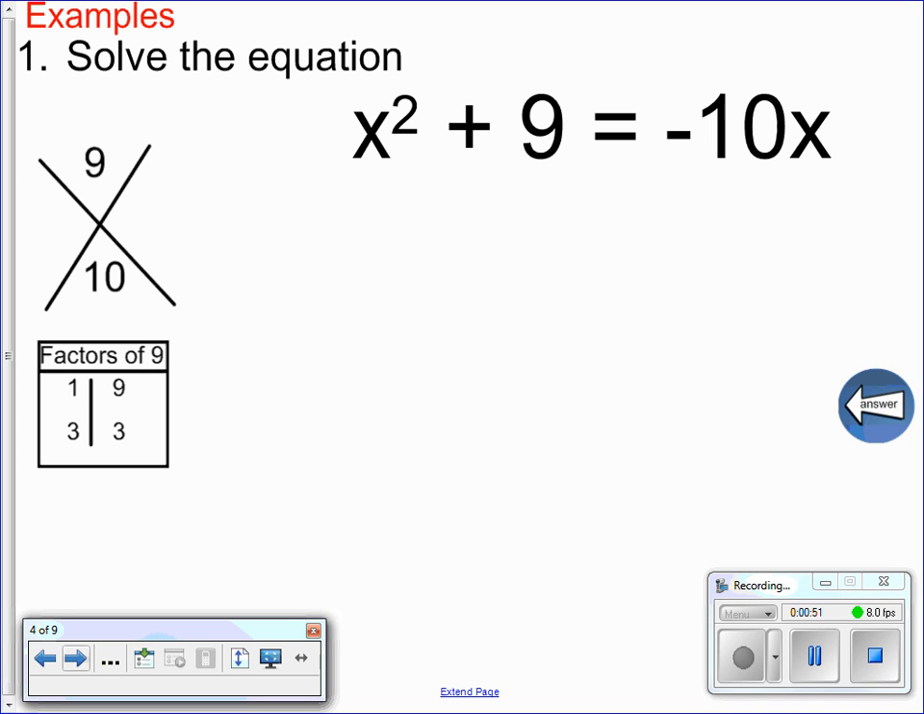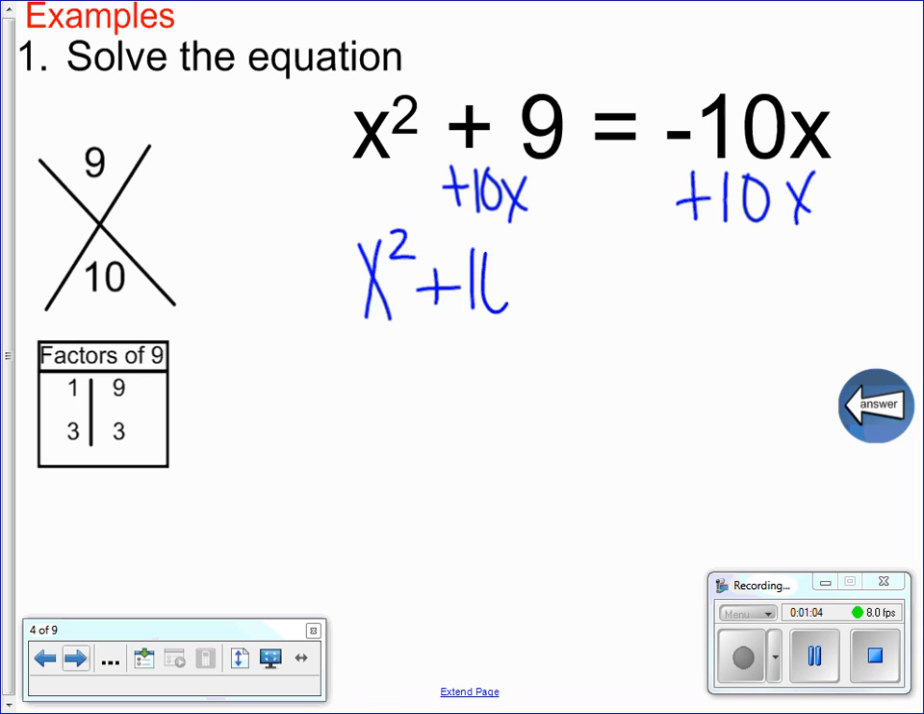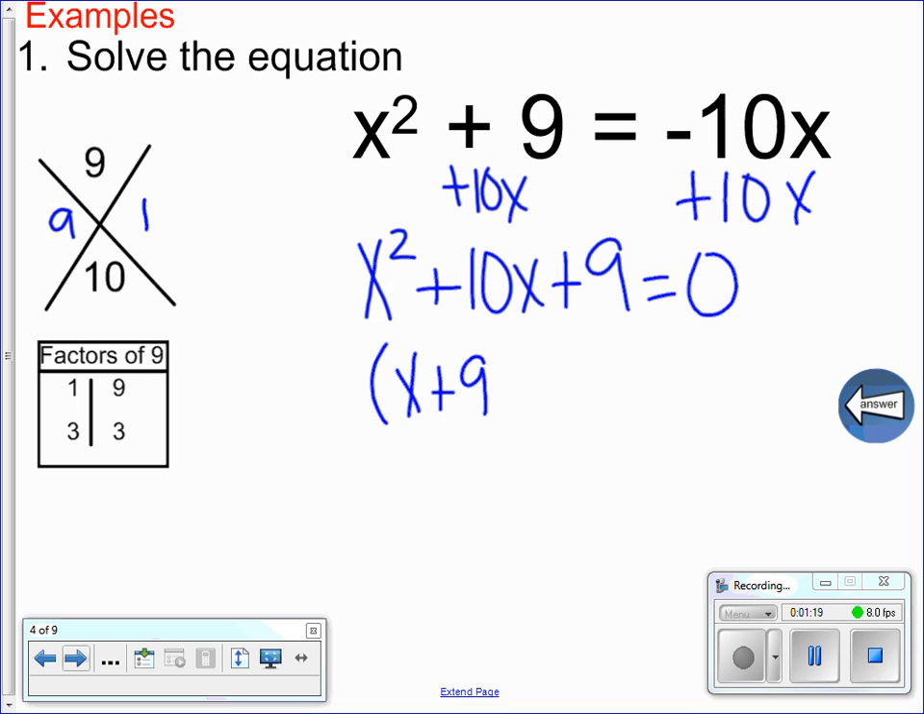So if we're solving this equation, x squared plus 9 equals negative 10x, the first thing I want to do is set it equal to 0. So I'm going to add 10x to both sides. That gets me x squared plus 10x plus 9 equals 0. And then what two numbers multiplied together equal 9 and add together to equal 10? That would be 9 times 1. So it factors to x plus 9 and x plus 1.